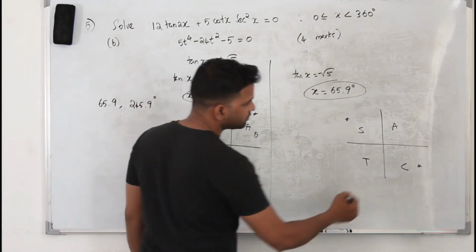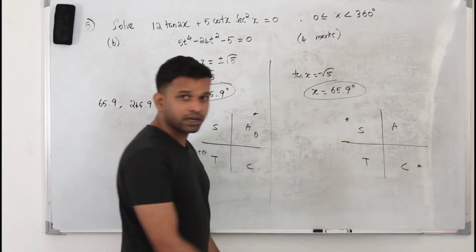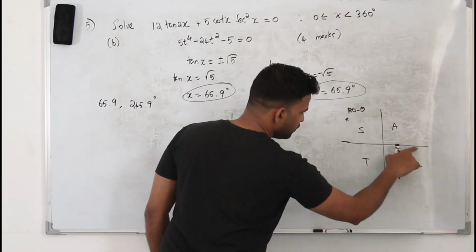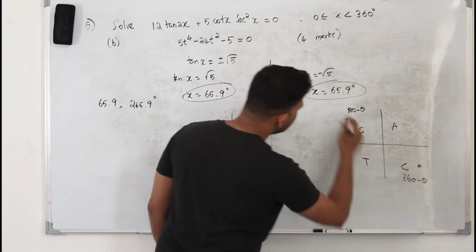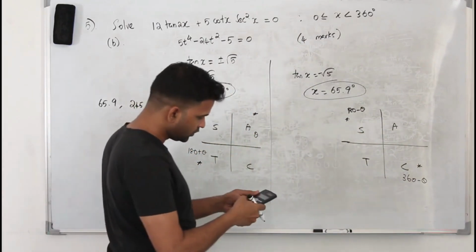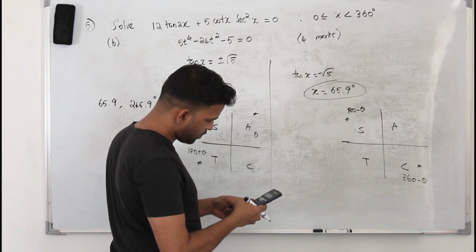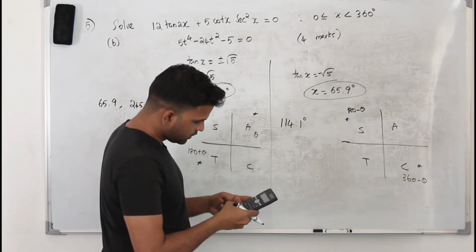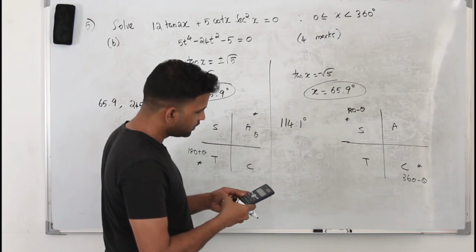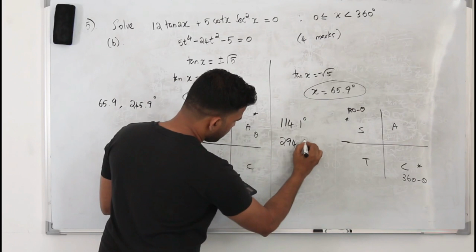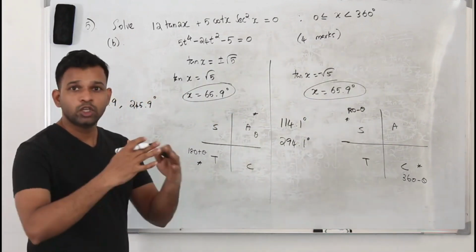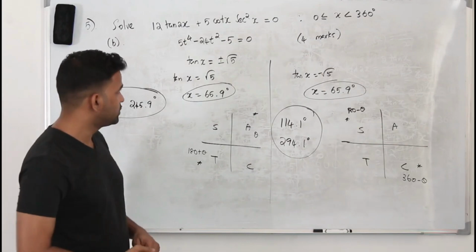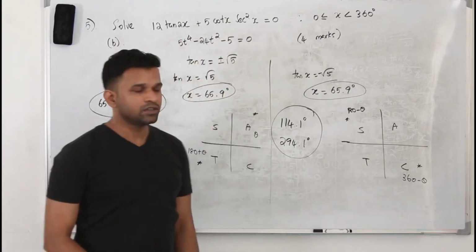And for the negative case, tan theta will be negative in the second and fourth quadrants. In the second quadrant, the solution will be pi minus theta, 180 minus theta. In the fourth, it will be 360 minus theta. So 180 minus 65.9 gives 114.1 degrees. And 360 minus 65.9 is 294.1 degrees. That's it. You got all the solutions already. You have two solutions here, two solutions here. A total of four solutions which will satisfy this equation. That's it.